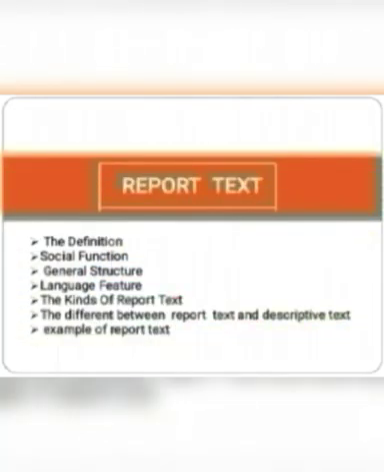Okay students, now I would like to explain about the material today. As you can see in here, the material today is report text. In the report text, there are several things that we are going to learn. The first is the definition, social function, generic structure, language features, the kinds of report text, the differences between report text and descriptive text, and the last is the example of the report text.